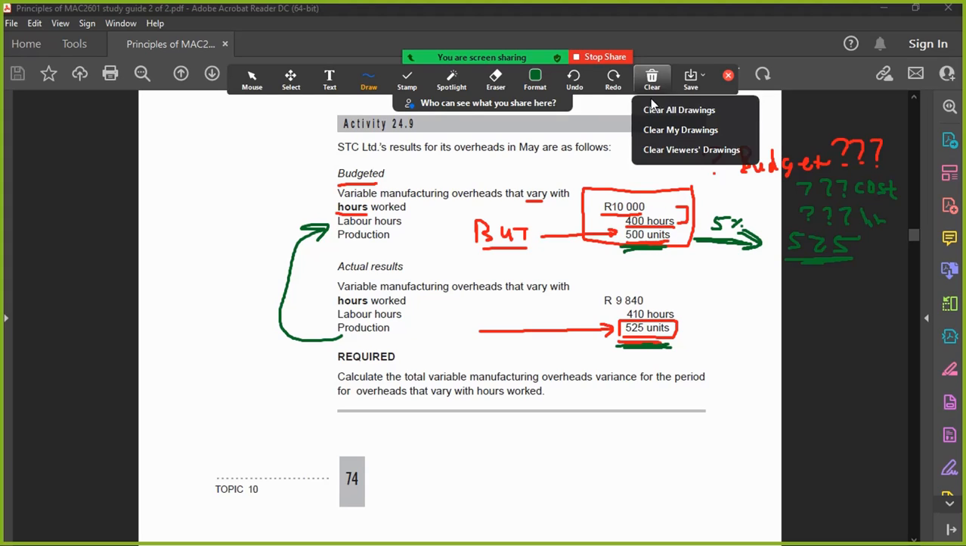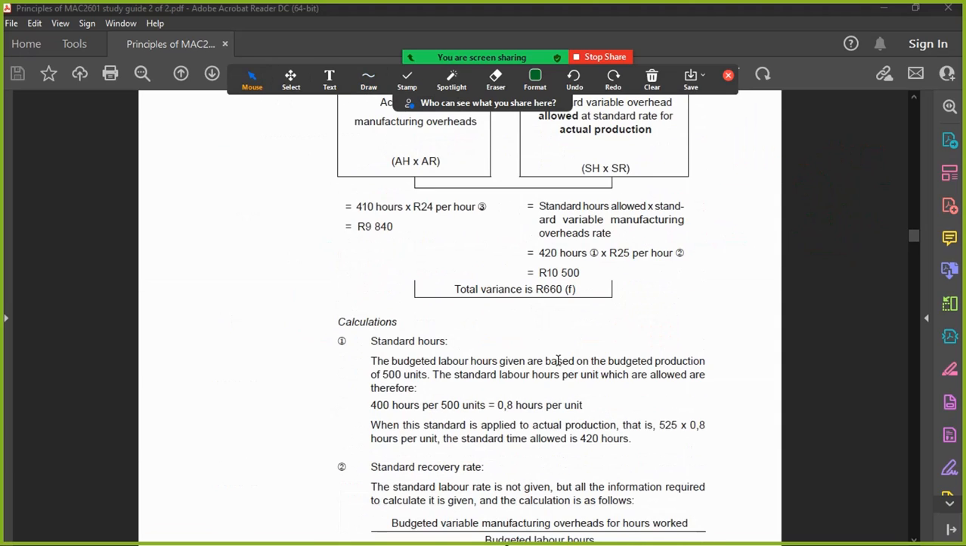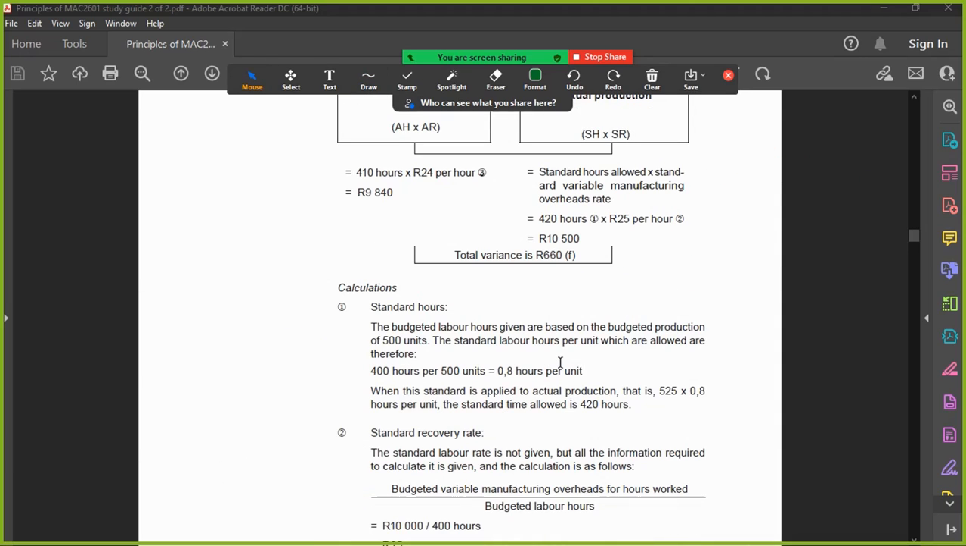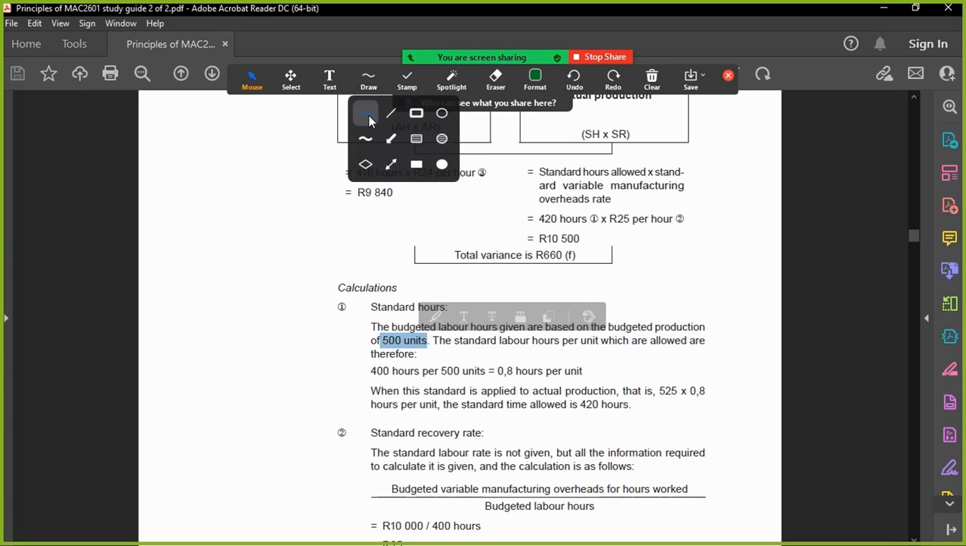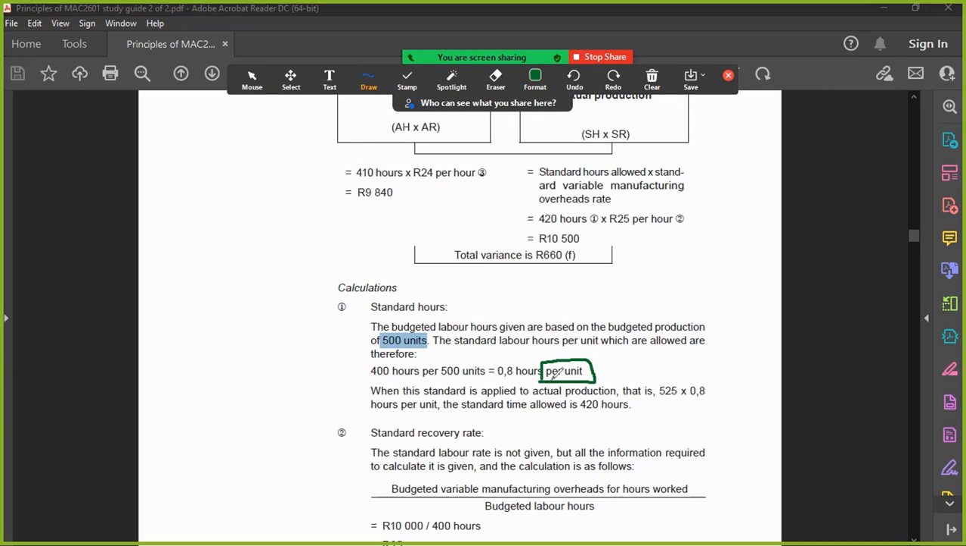Yes. Okay, so if you look at their working, they should have shown that. Let's see. Did they? Okay, here, standard hours. Have a look at what they've said here. They said the budgeted hours given are based on budgeted production of 500 units. Do you see that? Yes. Okay, so if we work out the per unit amount, each unit in terms of what we believe is standard will require 0.8 hours of production. Do you see that?